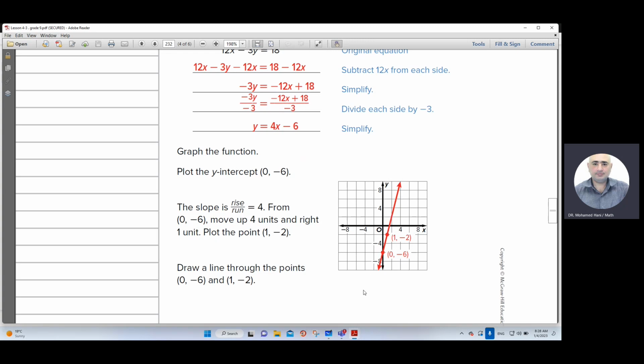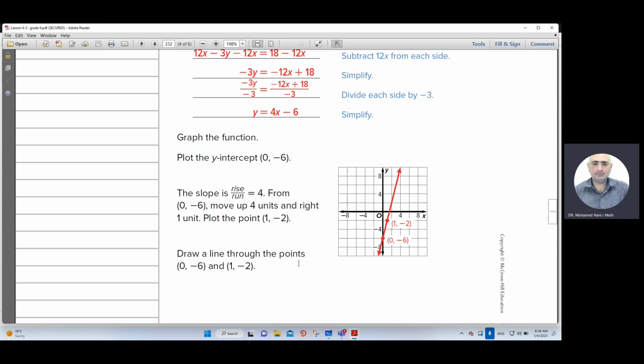Or to graph the function using the y-intercept b, the point means 0, -6. This is the first point here. Then the slope is rise over run equal 4. From 0, -6, move up 4 units and right 1 unit, plot the point 1, -2, then draw a line through the points 0, -6 and 1, -2. Okay?